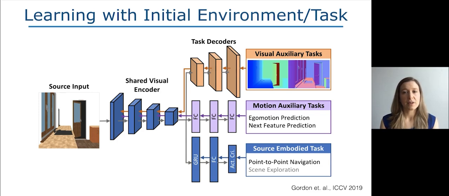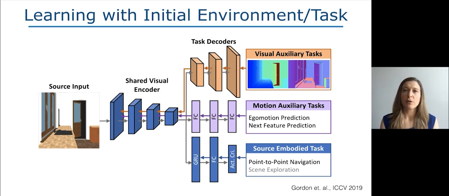Of course, there's going to be the source embodied task decoder. In this case, that's point-to-point navigation. But the key that we add here is that we augment together with auxiliary tasks, both visual-based auxiliary tasks like depth prediction, as well as motion-based auxiliary tasks like ego motion prediction. And the reason we do this is because it gives additional information by which we can learn to adapt the shared visual encoder given a new environment, which we'll see next.